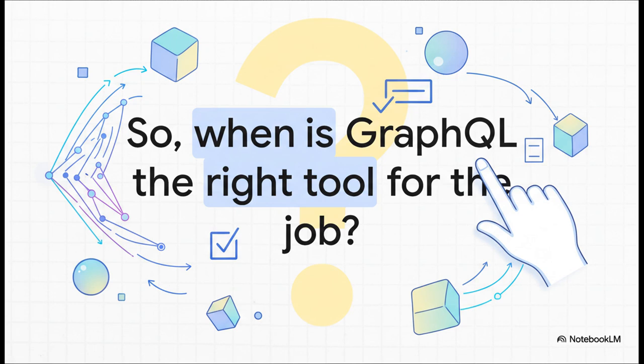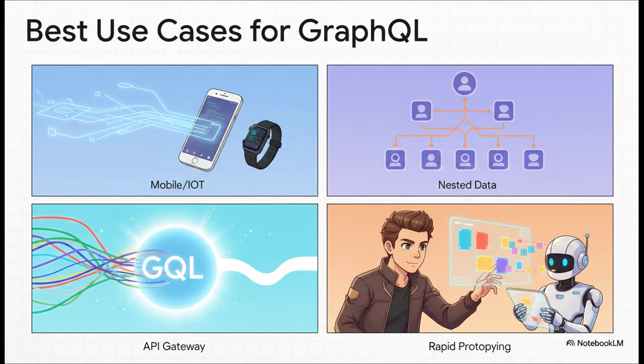Okay, so taking all of that into account, the pros and the cons, where does GraphQL really, truly shine? When should you reach for it in your toolkit? The sweet spot is pretty clear. It's a no-brainer for mobile apps or IoT devices where network bandwidth is precious. It's fantastic for apps with really complex nested data, like a social feed with users and posts and comments and likes all tangled together. It also works beautifully as a gateway that sits in front of a messy microservices architecture, making it all look like one clean, unified API.